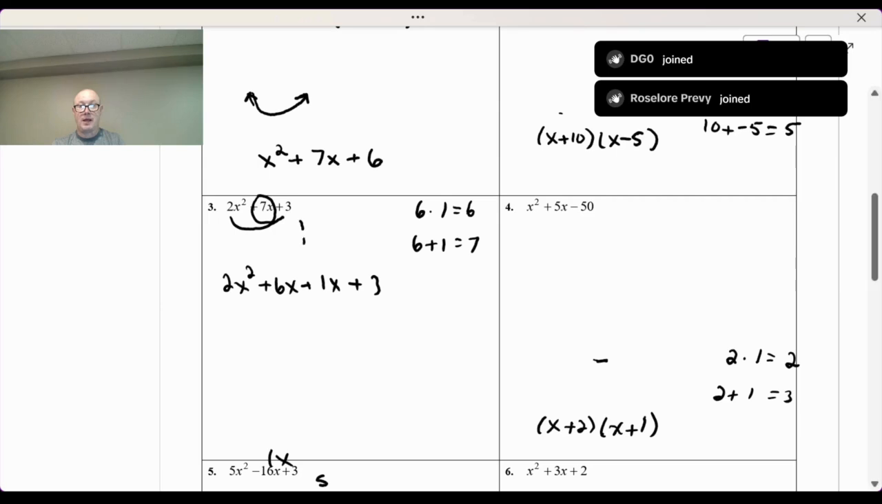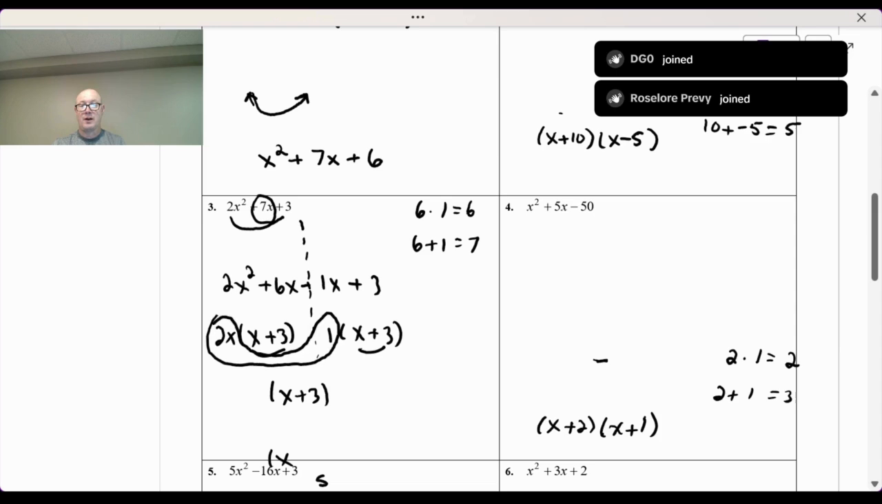Okay, so now I do my split. I split right down the middle. Now I'm going to factor out a 2x on this side. So I would get x plus 3. This one already has x plus 3, so I'm going to call this 1 times x plus 3. My common factor is x plus 3, so I write down x plus 3. And then my other grouping, we're going to group this together. So I would get 2x plus 1.